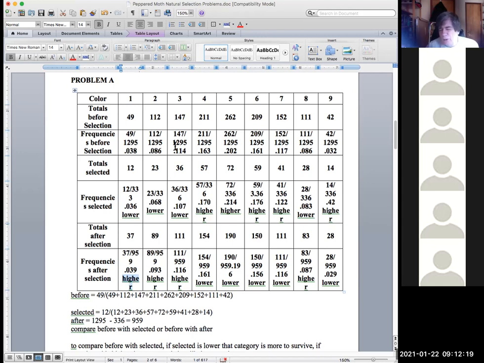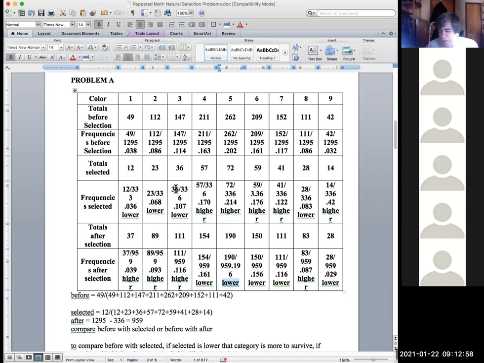So I went through and I did this for all 9 color categories. And notice, and it makes sense if you think about it, if the frequency selected is lower, then the frequency after selection is higher. If the frequency selected is higher, then the frequency after selection is lower. Because basically what this means, remember we said the frequency selected is the individuals that are being killed by natural selection. In this case, they're being eaten by birds.